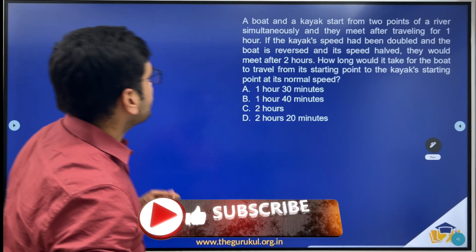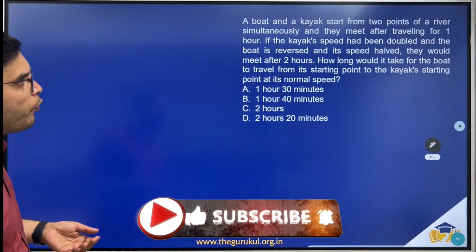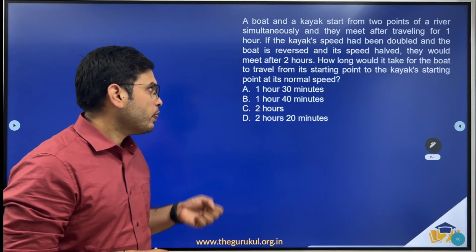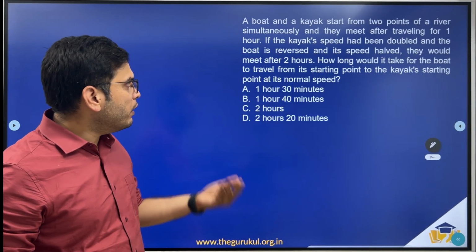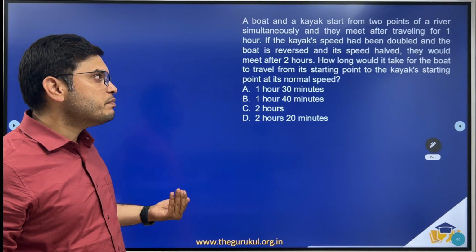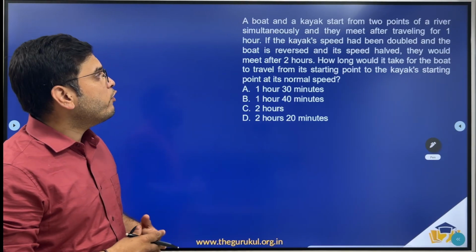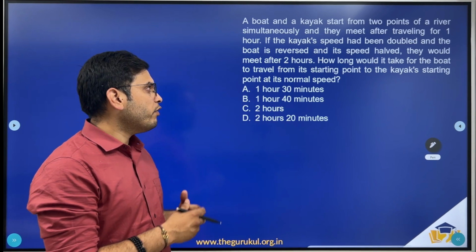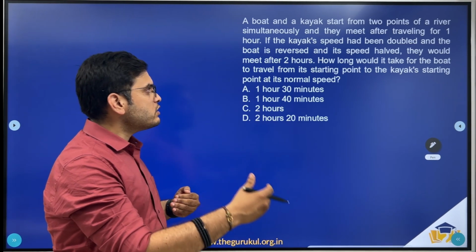Now coming to the fourth question. A boat and a kayak start from 2 points of a river simultaneously and they meet after traveling for 1 hour. If the kayak speed had been doubled and the boat is reversed and its speed is half, right, they would meet after 2 hours. How long would it take for the boat to travel from its starting point to the kayak starting point at its normal speed?